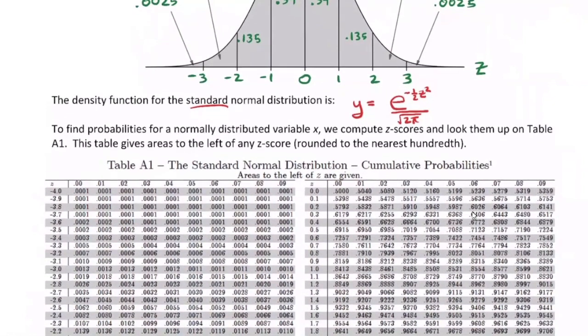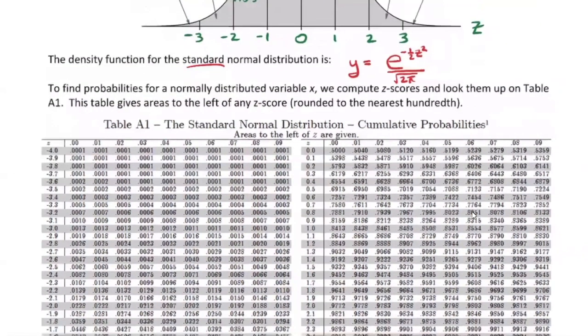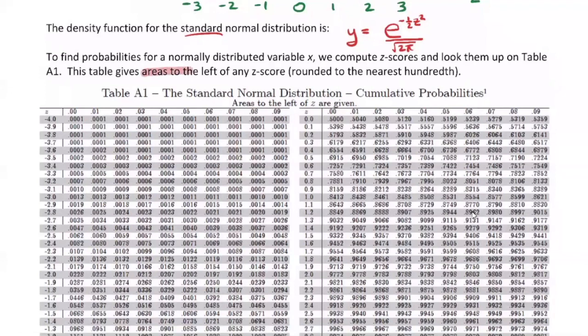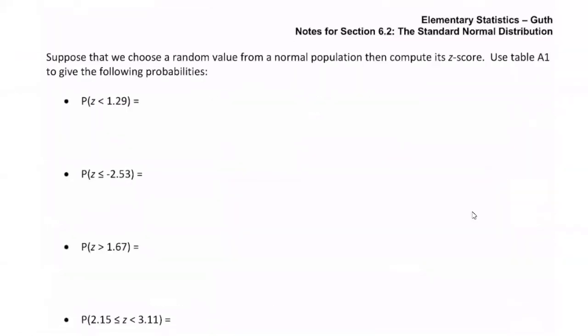Okay, so I'll go ahead and read this down here. It says, to find probabilities for a normally distributed variable x, we compute z-scores, that's standardizing, and then look up the z-scores on table A1. This table gives areas to the left of any z-score, rounded to the nearest hundredth. Areas to the left only. All right, so let's look at some of the problems on the following page.